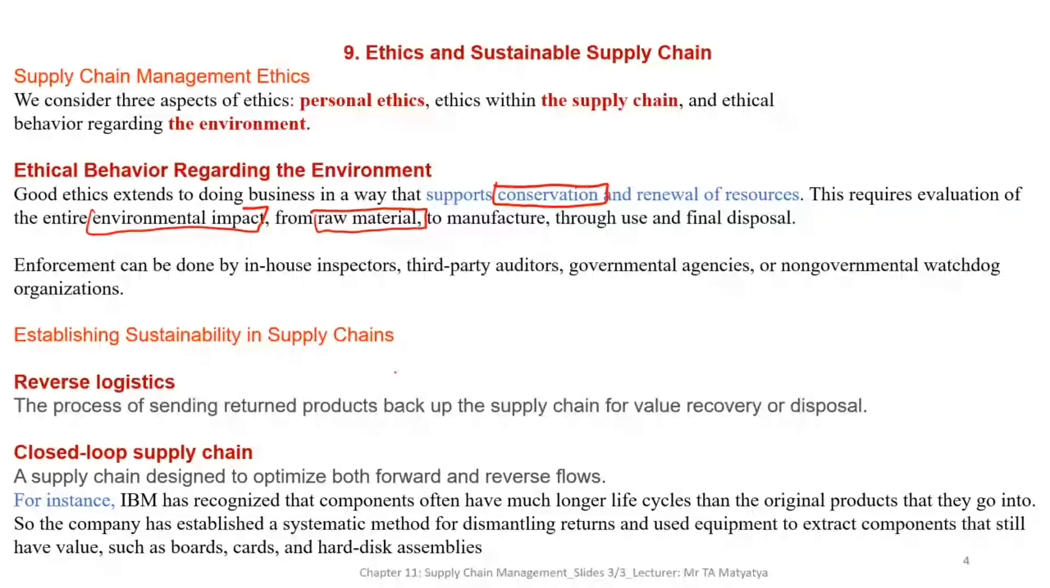Non-governmental watchdog organizations, also known as... I'm forgetting these organizations, but I'll remember them. They're also known as what? I'll remember, I'll come back here.